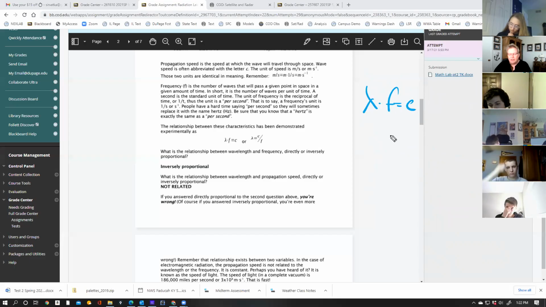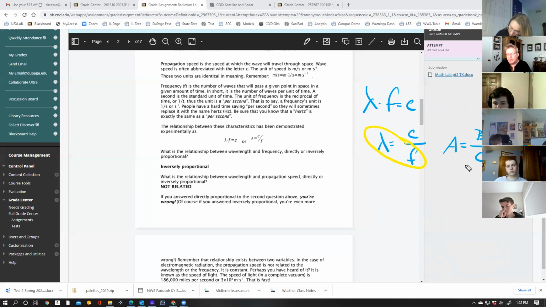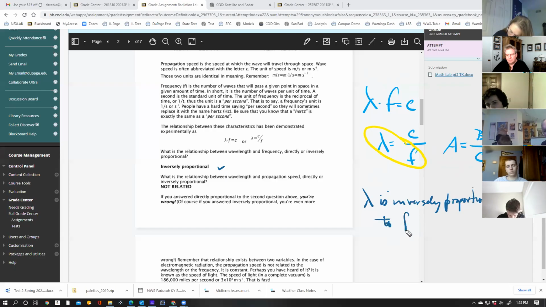And then I wrote it here. Lambda equals C over F. And so what we have is A equals B over C. Now in this equation, I asked, what is the relationship between wavelength and frequency? And what's the answer that you're going to give me? Inversely proportional to frequency, if C is constant.